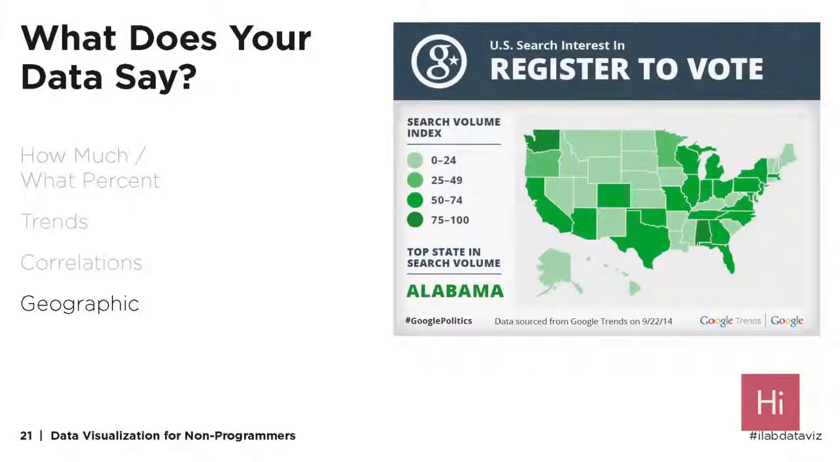One more geographic example is another Google one, looking at Google search, breaking it down by state. So here the term we were looking at is "register to vote." We were working with Google Politics right before the 2012 election, and we wanted to see what states are searching for that term most. And in this particular example, at this particular time, Alabama was.